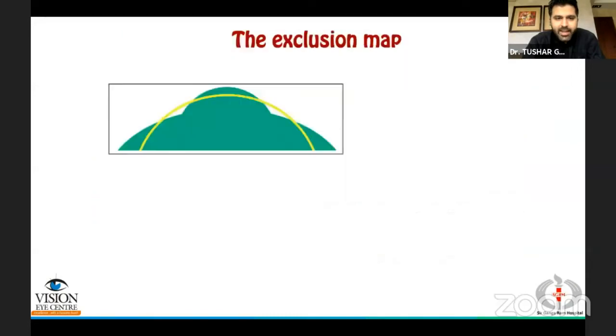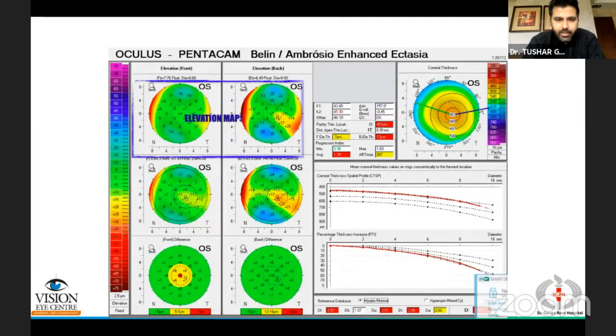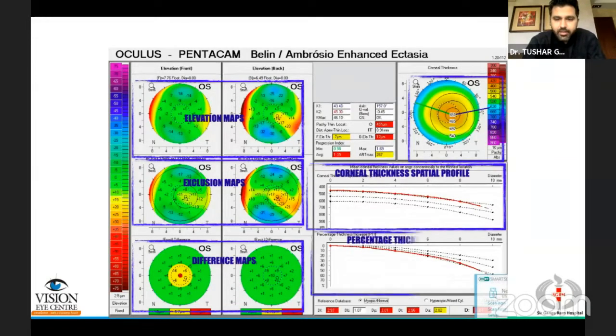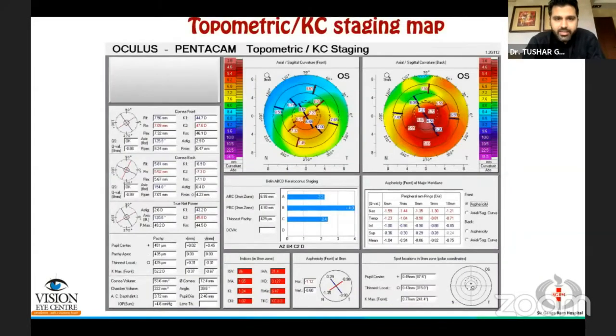And this is the BAD-D map, which shows the exclusion map, which excludes the central 4 mm of the best fit sphere, and therefore is able to pick up subtle ectasia, which you might have otherwise missed. So these are the corneal thickness spatial profile, percentage thickness increase, the standard deviations and the D values. These are all indicators in tomography that help us pick out those early cases of ectasia, which we might have missed. I'm not going into too much detail in this. This is the topometric KC staging map, which gives you the Belin ABCD keratoconus staging, gives you the asphericity of the cornea in various meridians, and you get various indices. All of these, again, help you pick up fine or early ectasia.